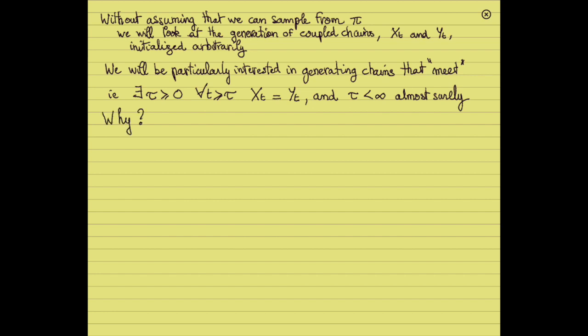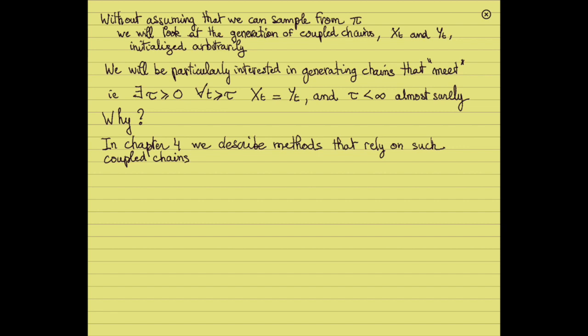So why would we like to be able to generate such coupled chains? The point of chapter 4 is that there are Monte Carlo methods that rely on such couplings of Markov chains. So we can implement those methods if we can generate coupled chains that meet. And we would like the meetings to be as early as possible. So for the random variable tau, we would like it to have the smallest expectation, for example.